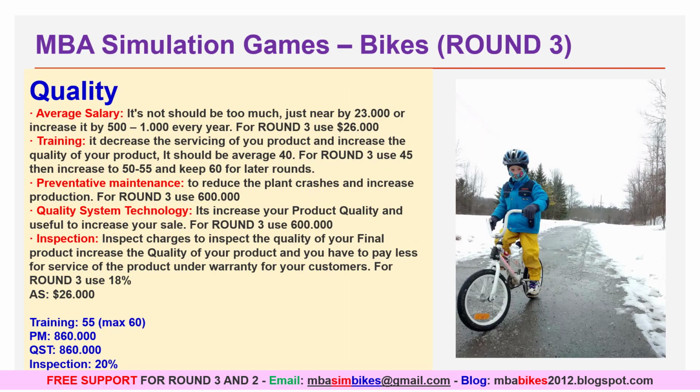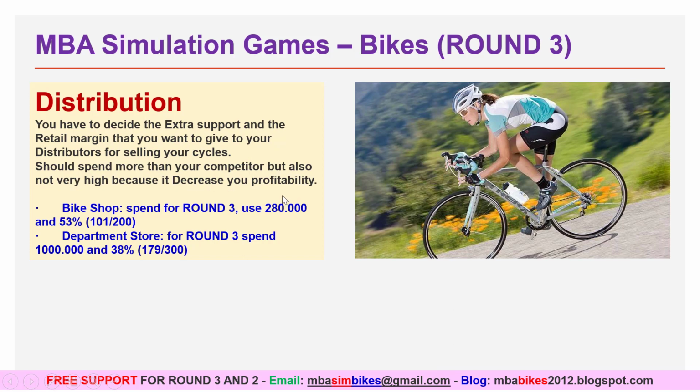And for qualities, average salary, training and preventive maintenance, quality system technologies and inspection, we use from 55 to 60 hours for training, and preventive maintenance we increase 20% from round 2 to 860,000. And for quality system technologies, we also increase 20% from round 2 to 860,000 again, and inspection we use around 20%. For distribution, we check the report again.